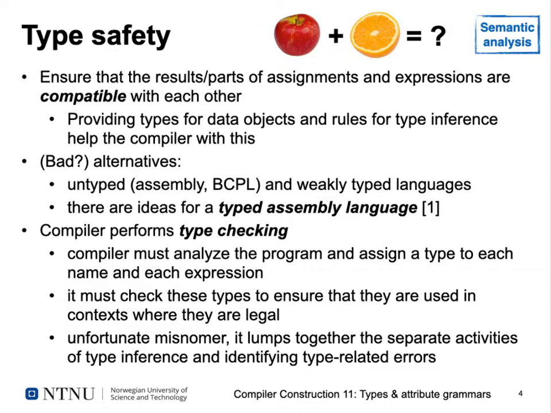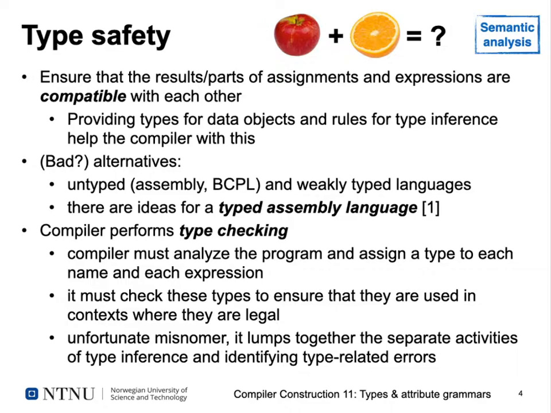And finally, we could also assign the result of the expression, so the so-called right-hand side, to what's called the left-hand side, so a variable that should contain the result of an expression. So our compiler must check the types to ensure they're used only in legal contexts. But unfortunately, this type checking is a bit of a misnomer because it combines a number of concepts, especially two activities. One activity is type inference.